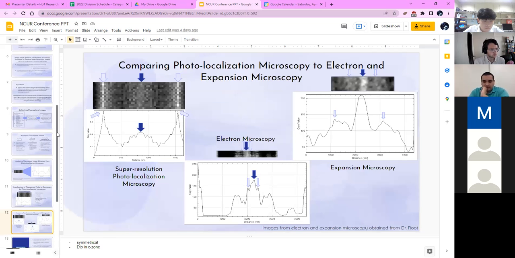Here are the other images from expansion microscopy and electron microscopy. The arrows I have labeled, the lighter blue arrows are the I band, or the Z line in the I band, and the darker blue arrow is the M line, or that center region of the sarcomere. And so, as you can see, all three micrographs have a similar dip around the C zone area. However, one thing to notice here is that the I band region, or the Z line, is much more intense in comparison to the electron and expansion micrographs.